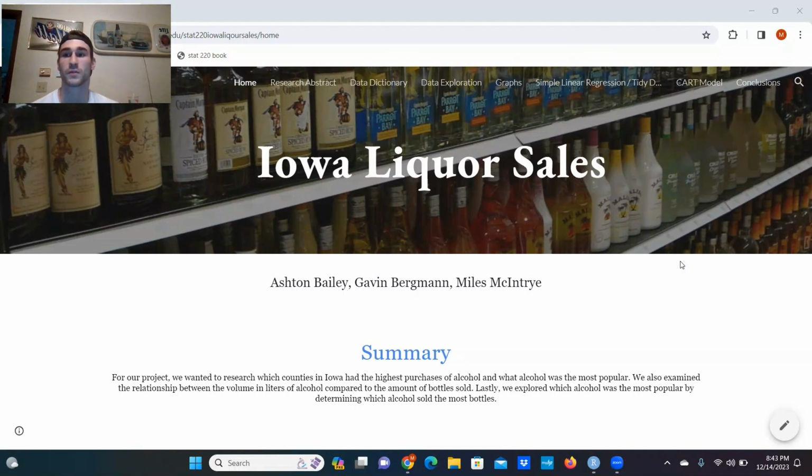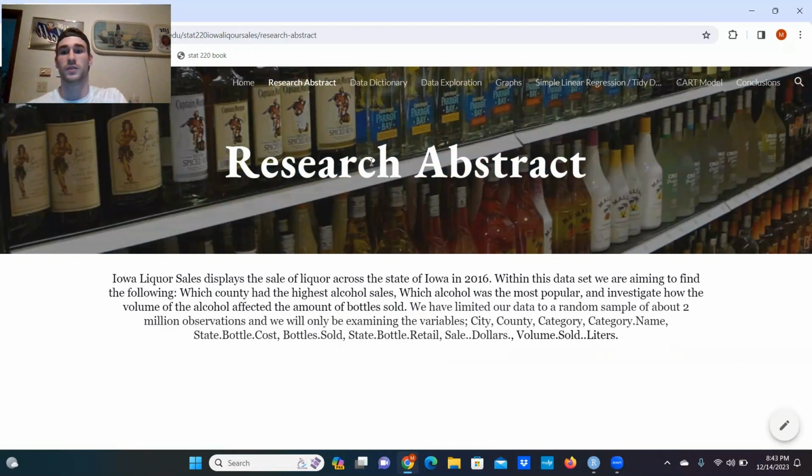We also examined the relationship between how many liters were sold compared to the amount of bottles sold. Finally, we explored which alcohol was the most popular by determining which alcohol sold the most bottles. Now we're going to go to our research abstract.